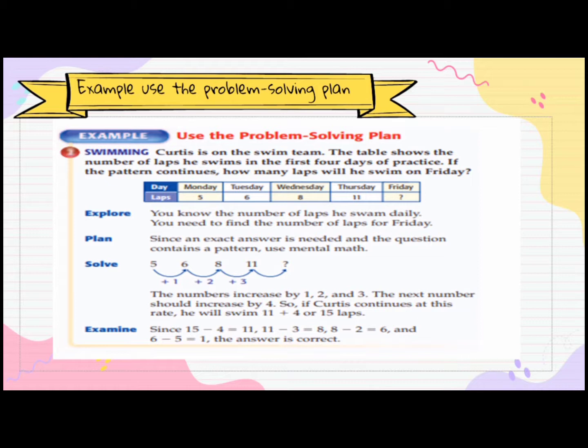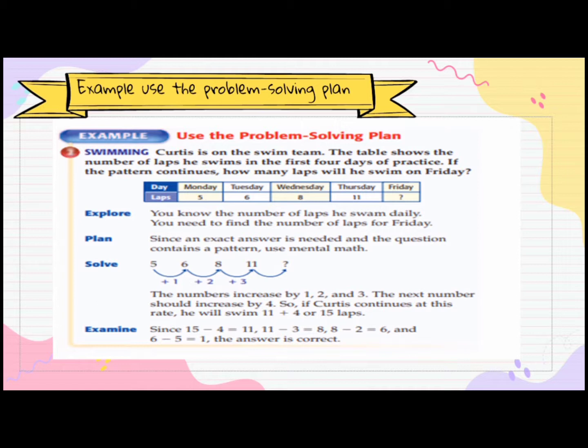Solve. Pada contoh ini, 5, 6, 8, 11 memiliki selisih angka yang berurut seperti 5 ke 6 ditambah 1, 6 ke 8 ditambah 2, 8 ke 11 ditambah 3, dan seterusnya. The numbers increase by 1, 2, and 3. The next number shall increase by 4. So, if Curtis continues at this rate, he will swim 11 plus 4 or 15 laps.